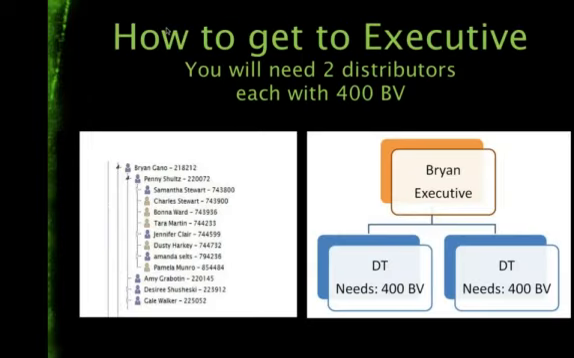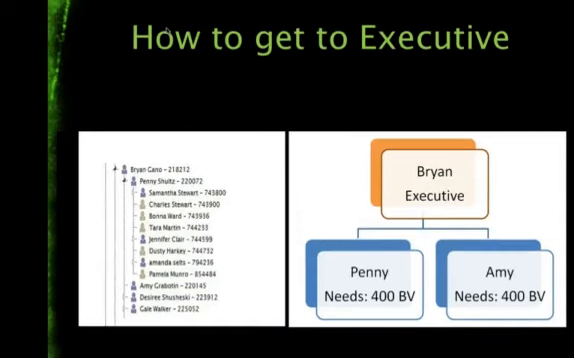Okay, looking at Brian's downline, you're going to see Penny, Amy, Desiree, and Gail, and they're all on this first level. Remember again, when it has that little indentation, that means first level. So we can use any of those distributors to get Brian to executive. For this example, we're going to use Penny and Amy, and as you can see, I filled this into the chart. So Penny would need 400 BV, and Amy would also need 400 BV. And when that happens, Brian's rank would change to executive in the eSuite.